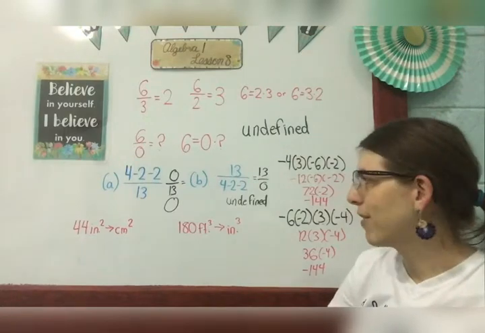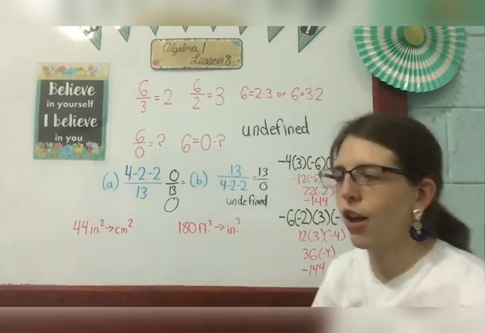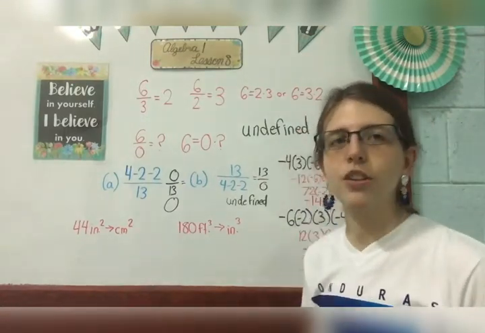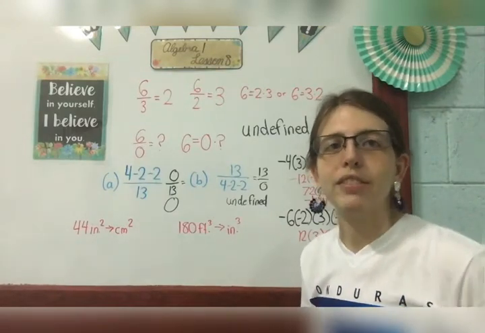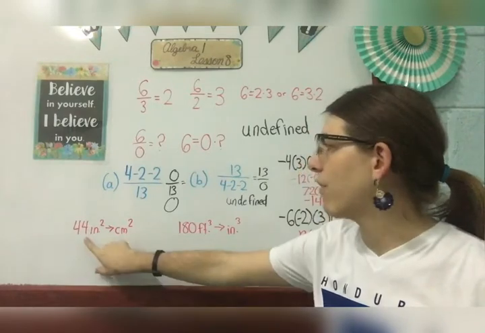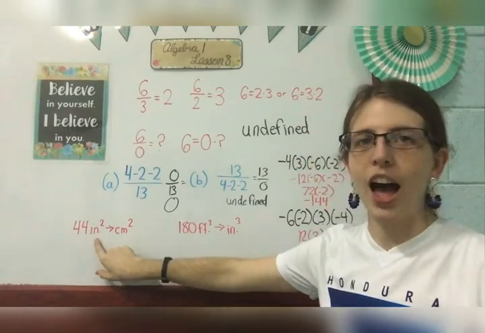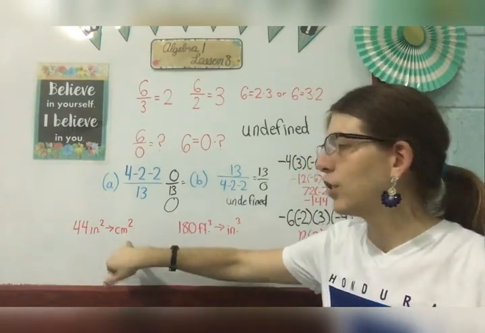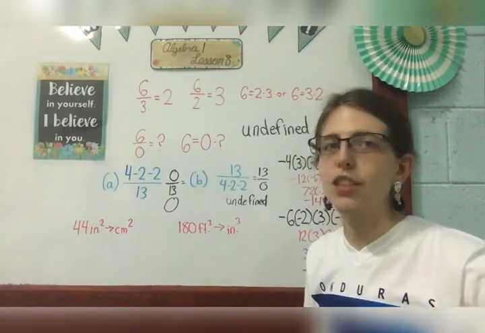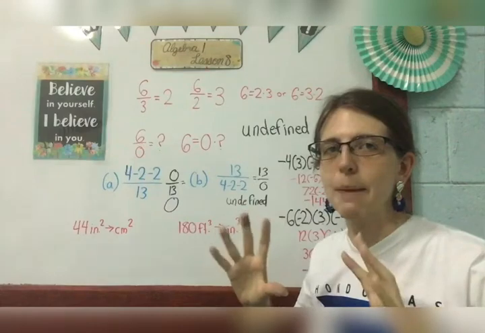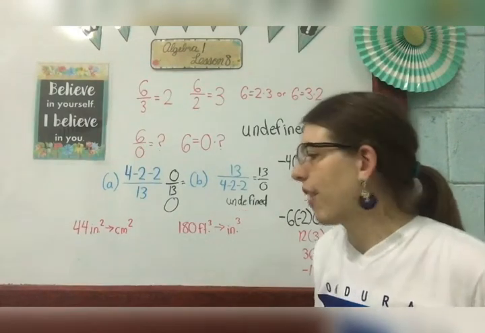All right, one more thing for this lesson. When you're converting squared units or cubed units, so these are units of volume or area, you have to be careful. Here I have 44 inches squared. I want to convert that to centimeters, so it's going to be centimeters squared. Whatever unit you start with, you have to end with the same exponent for that unit.